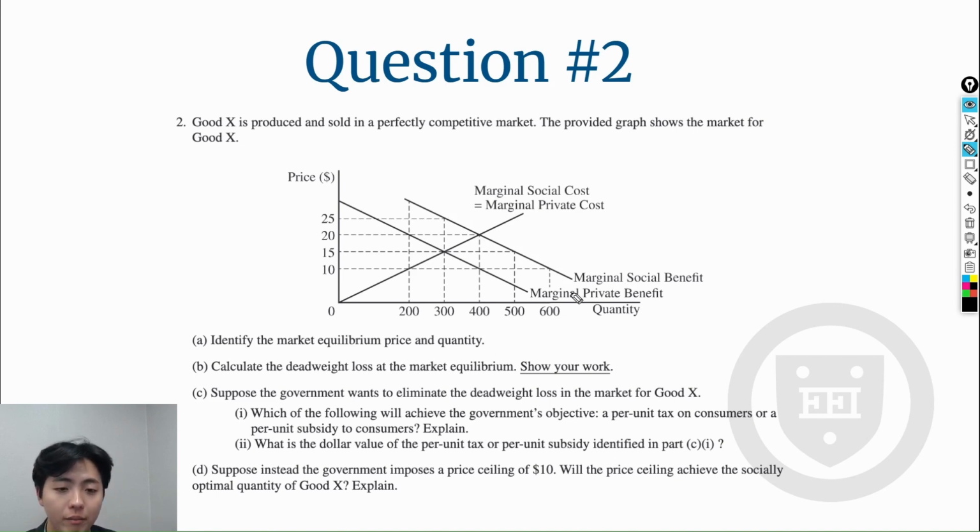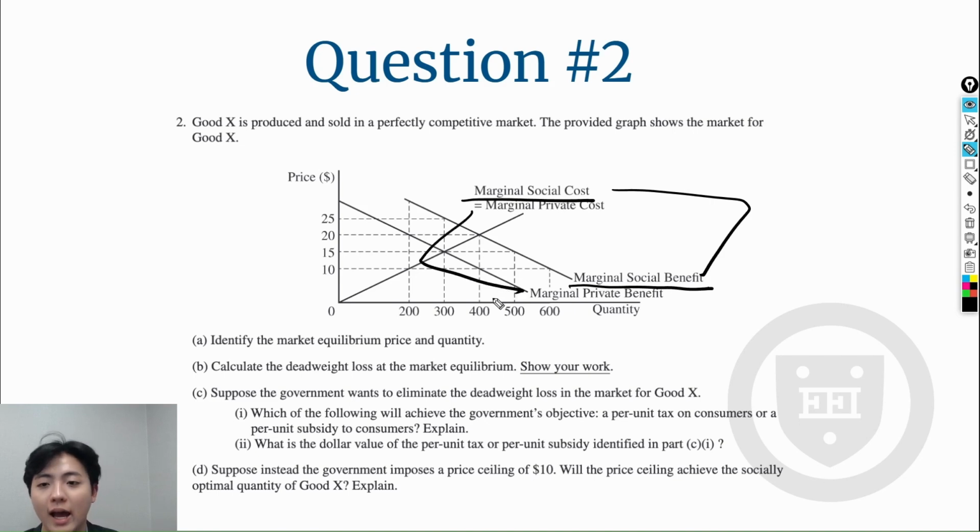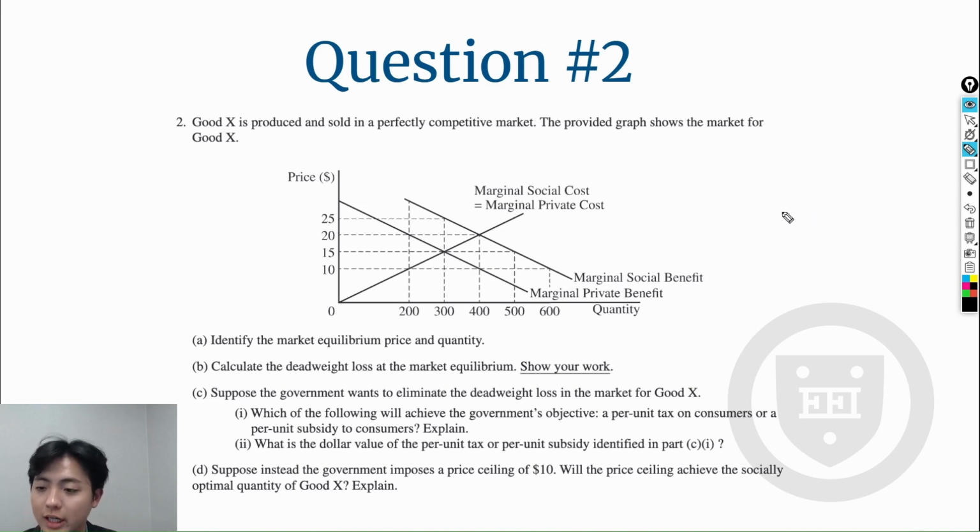So MSB and MSC is where the social market equilibrium meets, and this is the actual equilibrium. Great. So those are some observations. Let's actually move on to the questions itself.